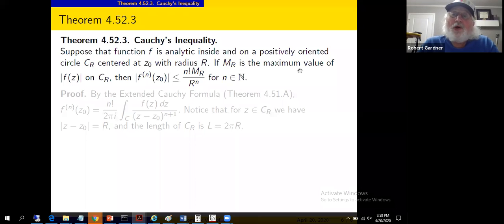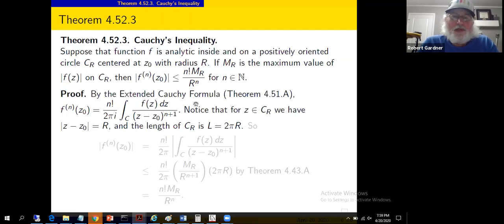If capital M sub r is the maximum value of the modulus of f of z on that circle, then the modulus of the nth derivative of f evaluated at z sub 0 is bounded above, it's less than or equal to, n factorial times that M sub r divided by r to the n, this being valid for all natural numbers n. Okay, the fact that it deals with the nth derivative of f at z sub 0 certainly implies this has to have something to do with Cauchy's integral formula. And it does.